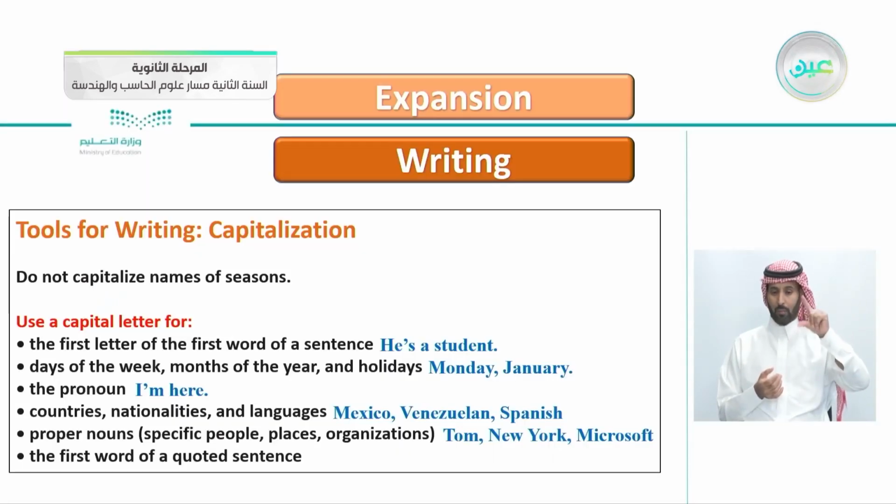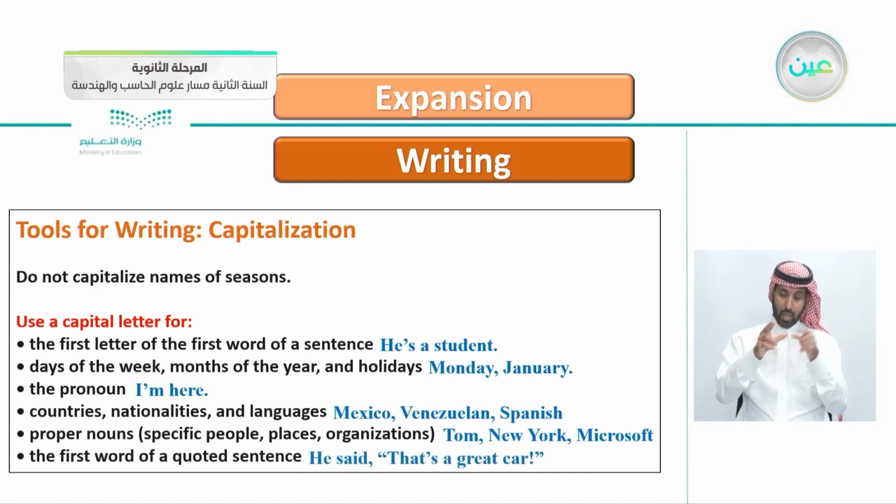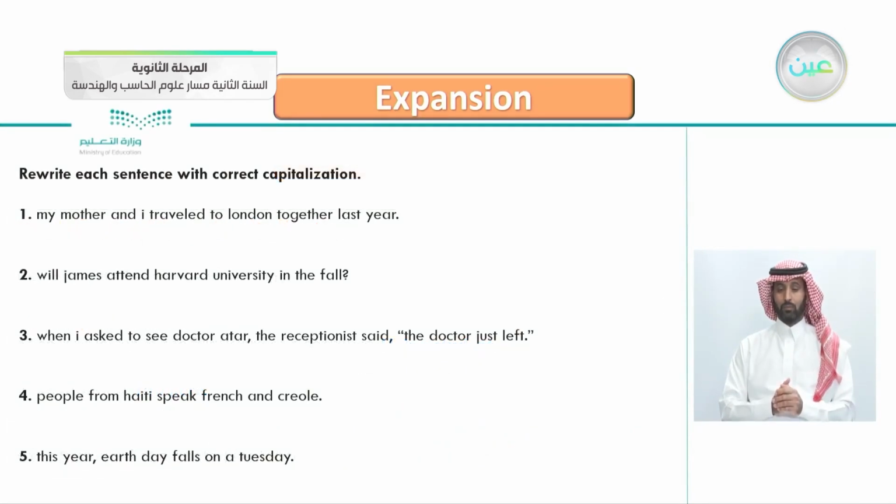The first word of a quoted sentence: when you write a quoted sentence, begin with a capital letter. He said, "That's a great car." The word that here, we began it with the capital T. So these are some pointers for using capital letters, and when not to use capital letters, for example, in the names of the seasons. So let's go to the next exercise. Rewrite each sentence with the correct capitalization.